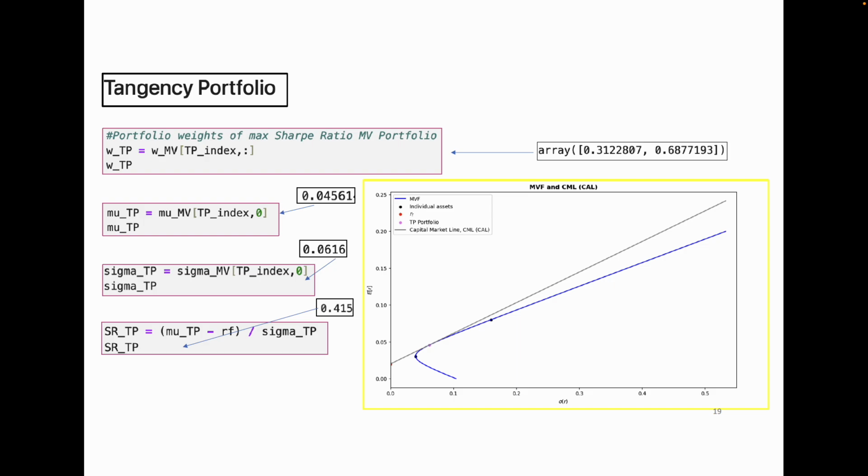I think the intercept is the risk-free. Right. That's a good point. So the intercept on the y-axis here will be the risk-free rate. Okay. What else? It has the highest possible slope for the tangents. Right. So it's a straight line with a slope that is the maximum slope.